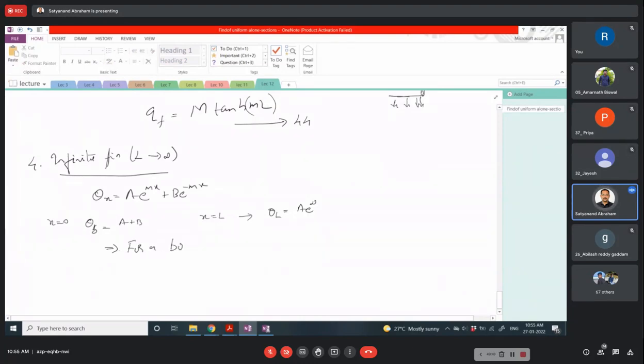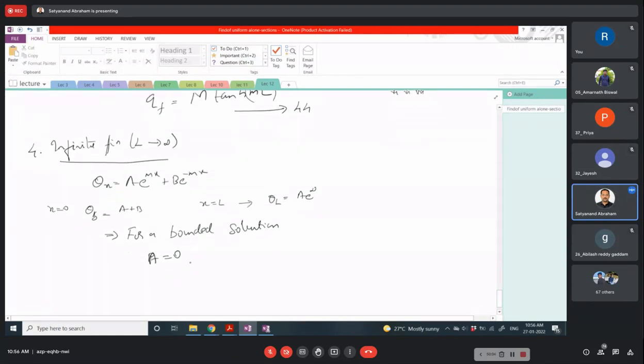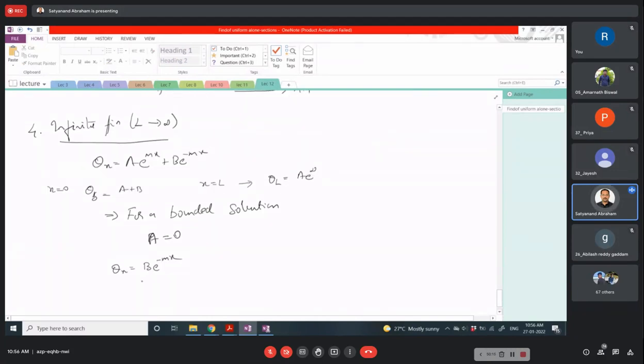So the solution is that, for a bounded solution, we have to say A is equal to 0. That is the only possibility we have. So we can say that theta x is equal to B into e raised to minus mx.